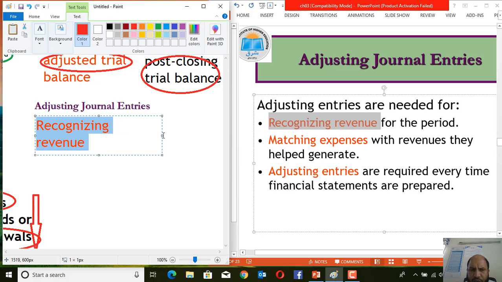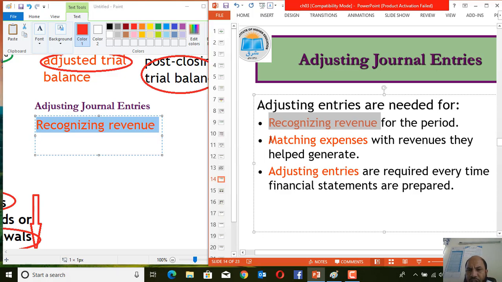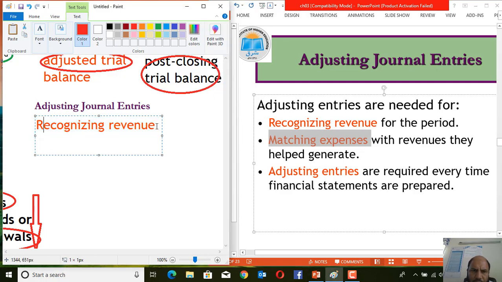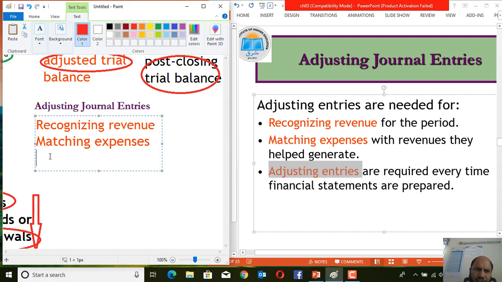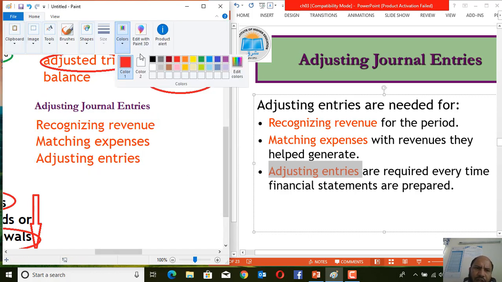and then the second, we will use this for the matching purpose, matching the expenses with the existing revenues, and finally we will prepare the adjusting entries. So these are the three purposes for which adjusting entries are needed. Adjusting entries in the journal are needed for the following three purposes.